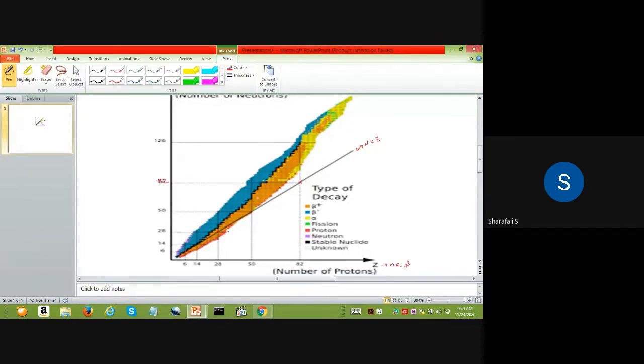When we observe the experimental results, there is an increase in the number of neutrons as compared to the number of protons. We can see that this graph initially follows the same straight line, but when it has a large number of protons, it goes away from this straight line. This straight line is N equal to Z, and the experimental result shows that the number of neutrons becomes larger than the number of protons when we have more mass number.